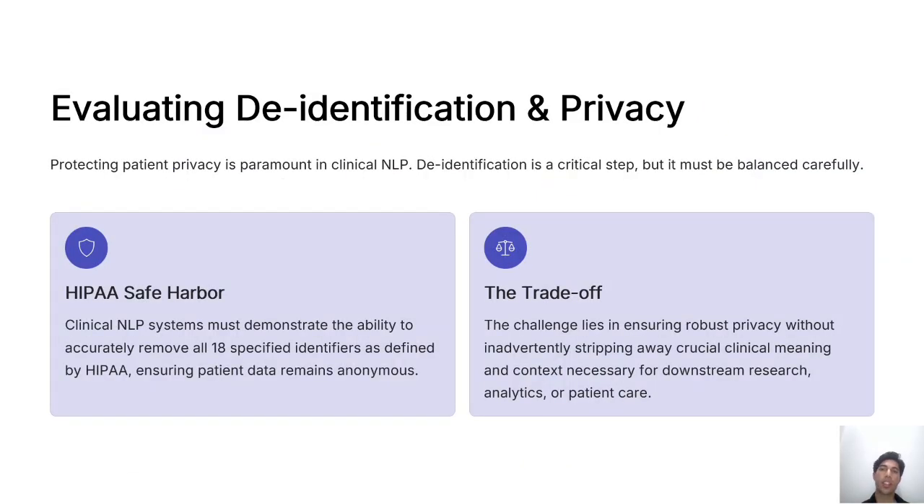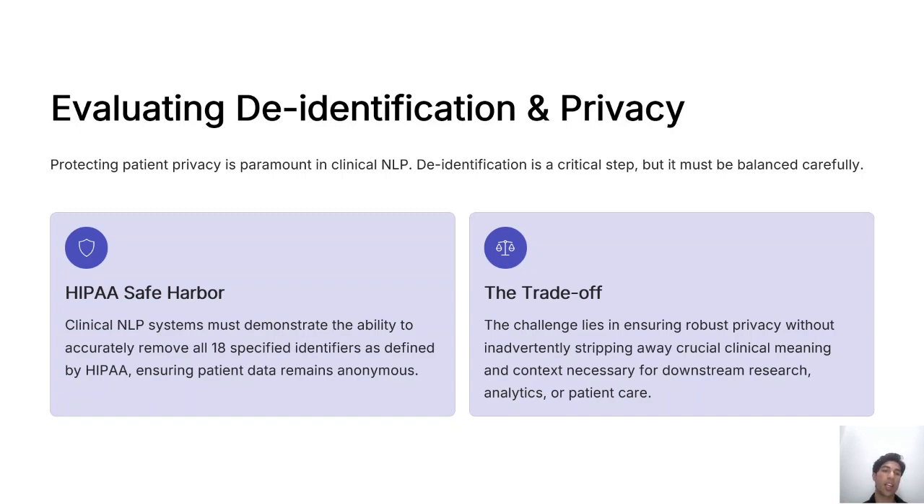Then we have evaluating de-identification and privacy. In medical data science, protecting patient privacy is paramount. De-identification is a critical step, but it must be balanced carefully. So our safe harbor is that our systems must demonstrate the ability to accurately remove all 18 specified identifiers, which are defined by HIPAA. All these identifiers should be removed, thus ensuring that the patient's data remain anonymous and that we cannot trace back to the patient from their data. But the trade-off is that there is a challenge.